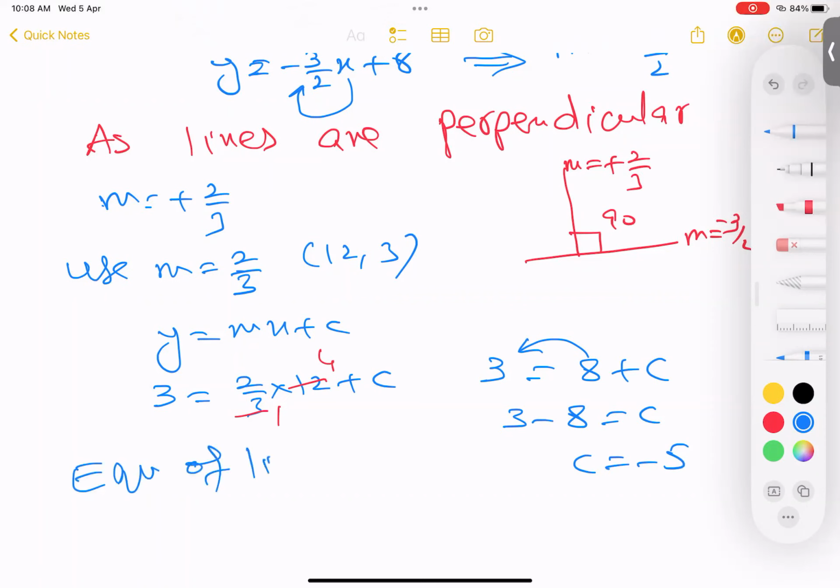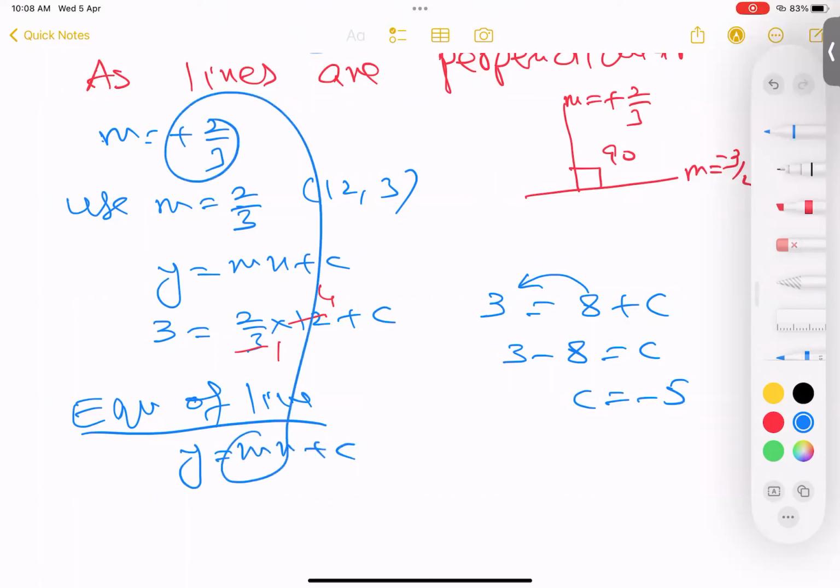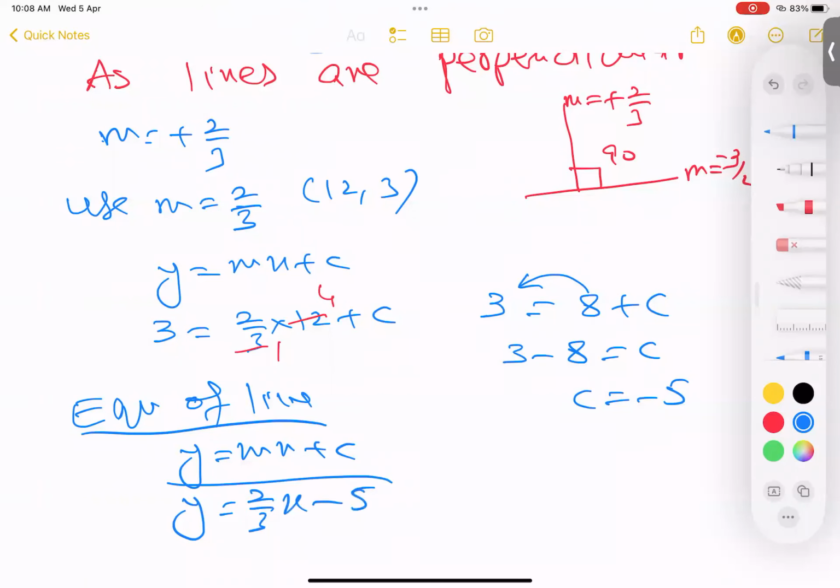Then what is the equation of the line finally? All of you know the formula y equals mx plus c. This is the m value and this is the c value. So y equals 2 by 3 times x minus 5. I think the point is clear.